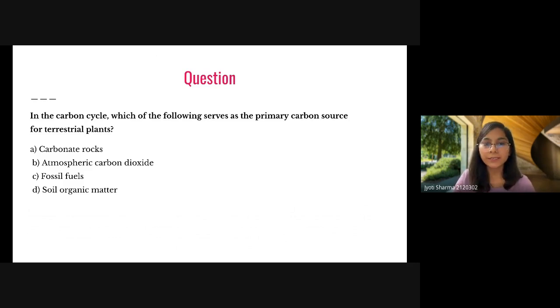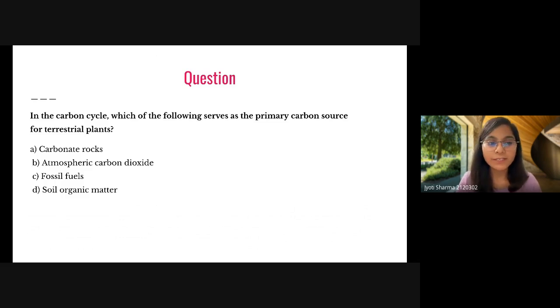Okay, again we have a very basic question. In the carbon cycle, which of the following serves as the primary carbon source for terrestrial plants? We have four options: carbonate rocks, atmospheric CO2, fossil fuel, and soil organic matter. Plants need a carbon source because they need to produce glucose, right? So that they can synthesize their food. So what is the primary carbon source for such plants? Very simple again.